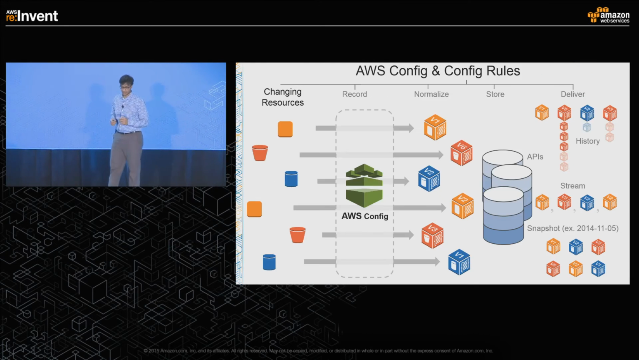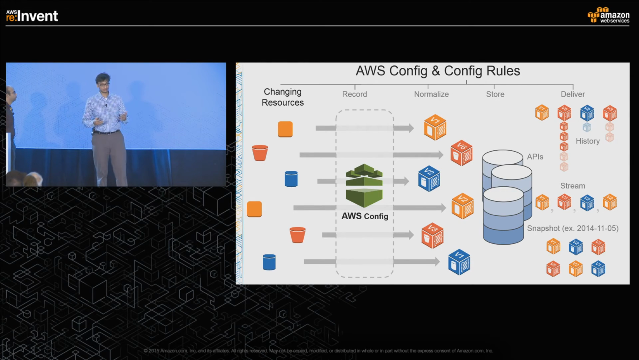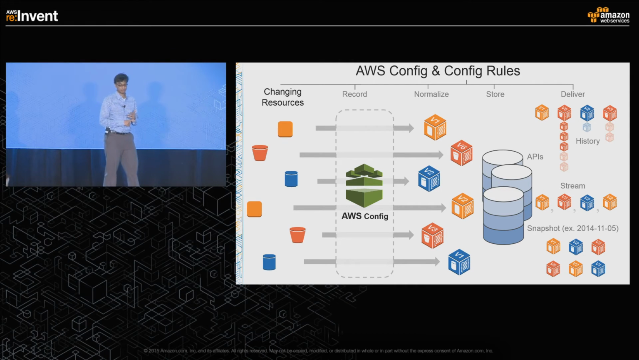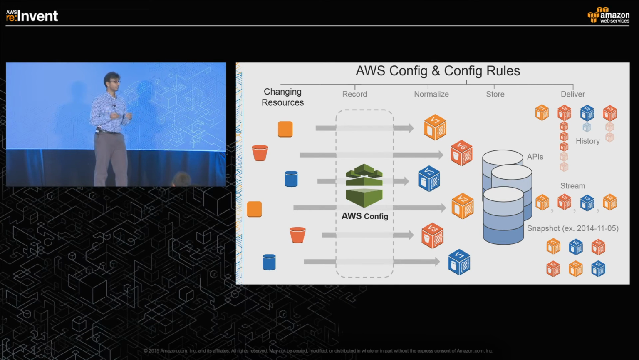Let's take a look at this in a lot more detail. So Config does 4 things. It records changes that are happening to your infrastructure. It normalizes these changes in a consistent format called the configuration item. It stores them in a data store and makes this available through APIs. And it delivers this data.